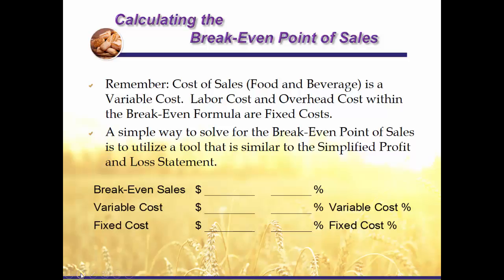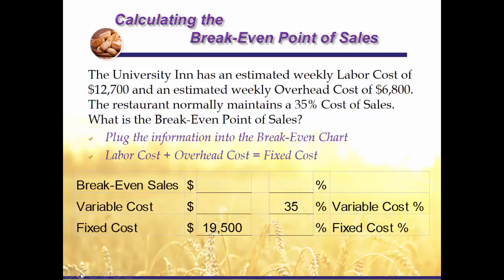Continuing on, remember the cost of sales, food and beverage, is a variable cost. Labor costs and overhead costs within the break-even formula are fixed costs in this example. So a simple way to solve for the break-even point of sales is to utilize a tool that's similar to the simplified profit and loss statement. So when we see here, we have our break-even sales.